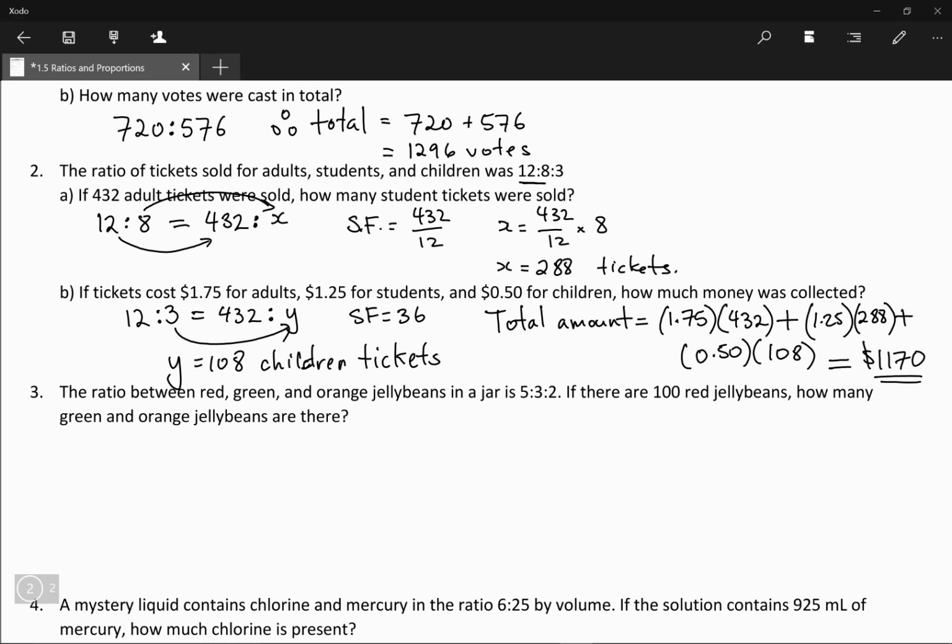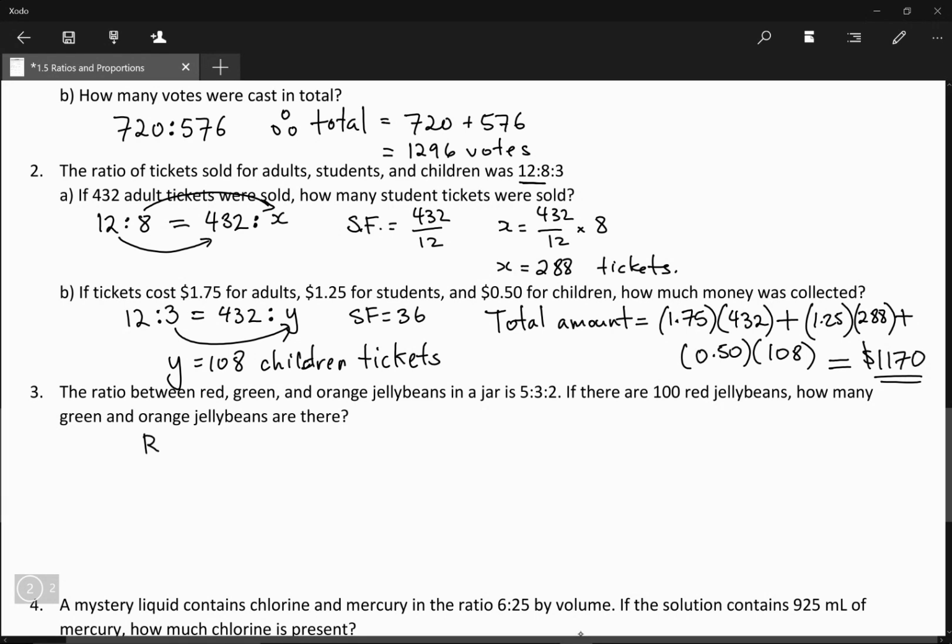Okay, so moving on. Next question. So the ratio between red, green, and orange jelly beans in a jar is 5 to 3 to 2. If there are 100 red jelly beans, how many green and orange jelly beans are there? Okay, so red, green, and orange. So sometimes it helps to just use these letters. The red, green, and orange are 5 to 3 to 2.